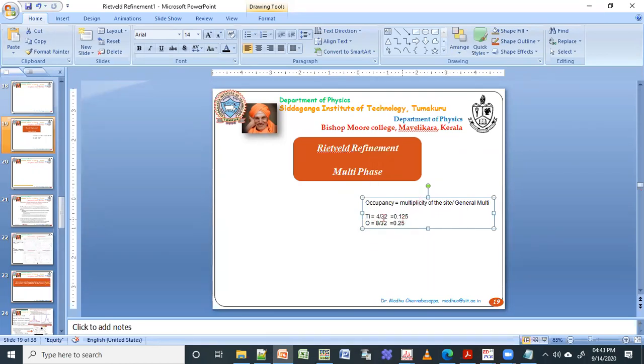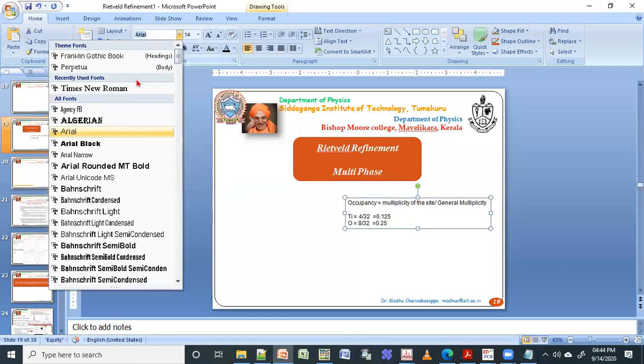So you take the multiplicity of your element or the site, and then divide it by the general multiplicity. I will share this with you guys. So I think this is how you can calculate the multiplicity. Do you have any other question?